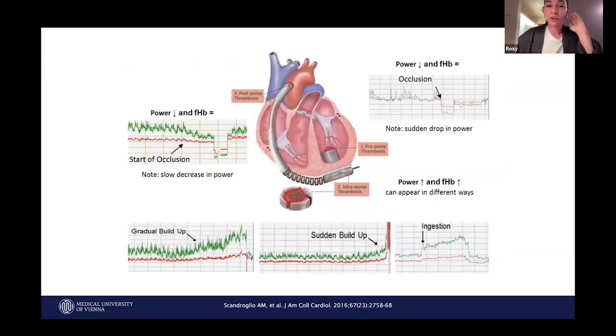I'm going to skip this a little because we already heard about it earlier. We know that in case of outflow graft stenosis, the power decreases very slowly.